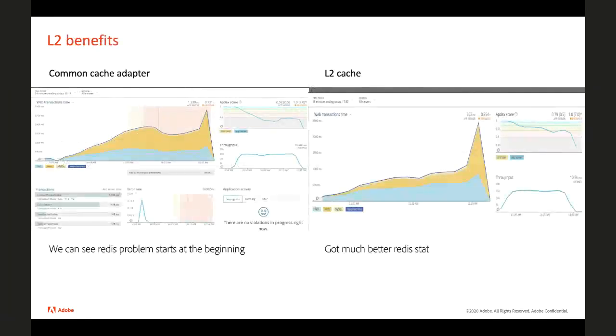On the left side we see the common cache adapter. The yellow line is Redis. On the right side you can see the same testing approach but with a level 2 cache. We see that Redis response becomes much better. Let's see how we improve it even more.